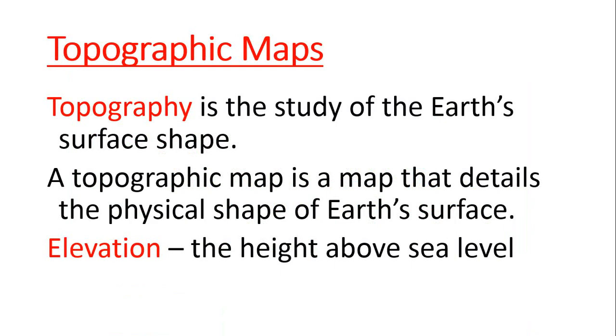Now, we're going to start talking about topographic maps. And to understand what they are and what they tell us, we need to understand what this word topography means. All that is a study of the Earth's surface shape. Where is it high? Where is it low? Is it flat? Is it steep? Are there mountains or are there flat plains? A topographic map is a map that details the physical shape of the Earth's surface. And primarily here we're talking about elevation, or how high something is above sea level compared to some other place.